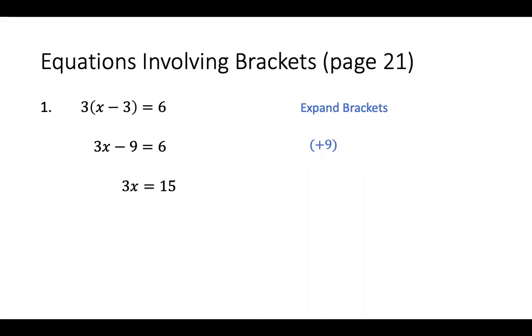And when we do that, we get 3x equals 15. And x still isn't by itself, it's being multiplied by 3. So the opposite of multiplying by 3 is dividing by 3. So x equals 5.